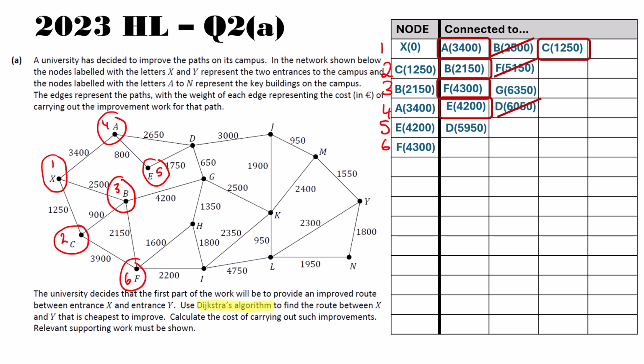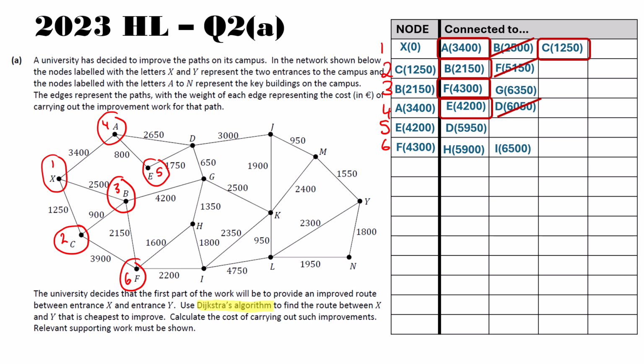I like being able to see on my graph which nodes have been locked in and their order. I'm happy with all the other working then to be on the table. So from F, I can go to H and I can go to I. So H will be 5,900. I will be 6,500.